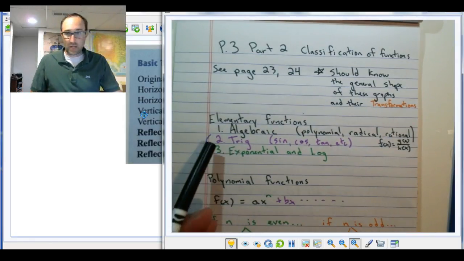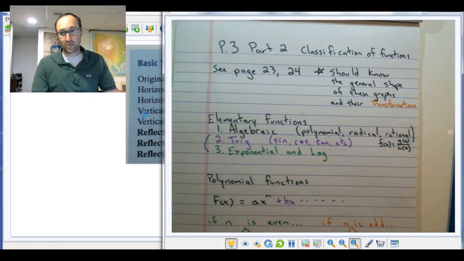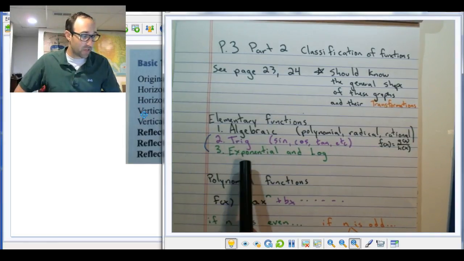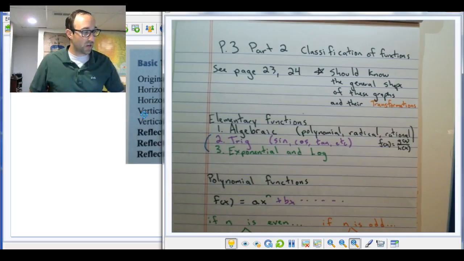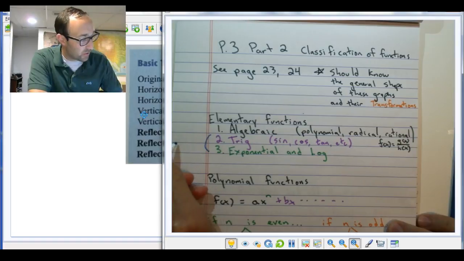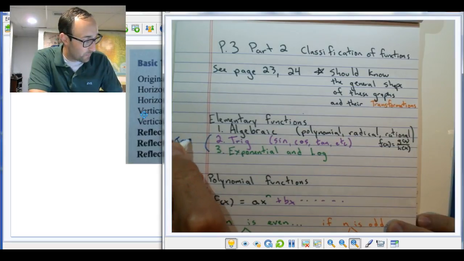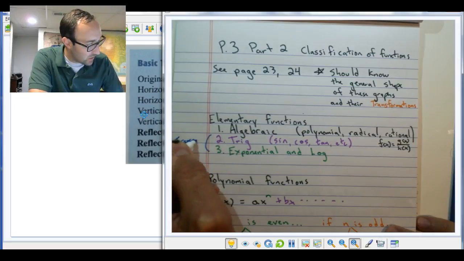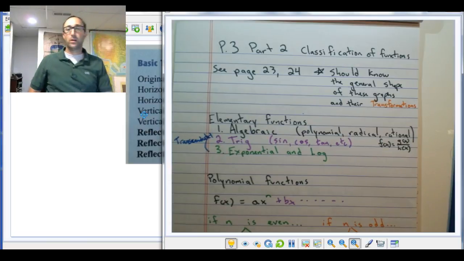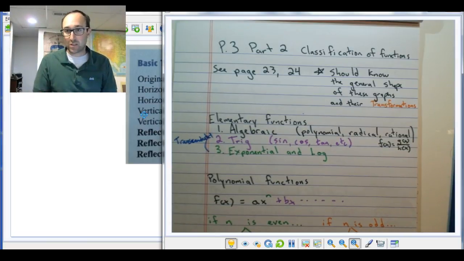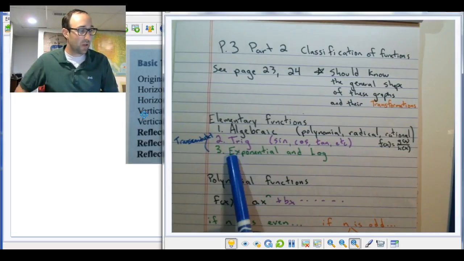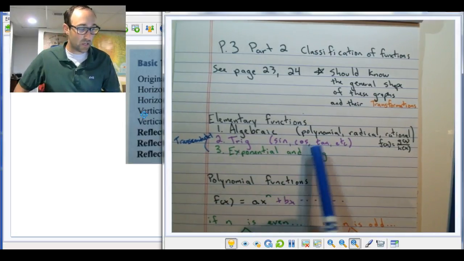And the second type is trig: sine, cosine, tangent, all the stuff we learned about last year. And number 3 is exponential and log. The two types that are not algebraic, trig and exponential, are called transcendental. T-R-A-N-S-C-E-N-D-E-N-T-A-L. Transcendental. I don't know why you need to know that, but in case you see something with transcendental, you know it's not going to be one of these. It's either going to be exponential, log, sine, cosine, tangent, trig.